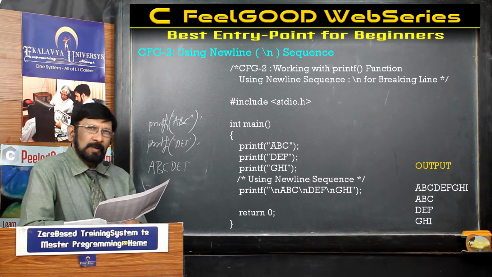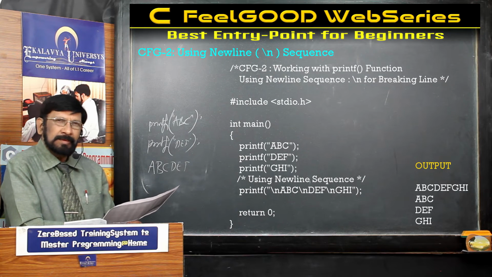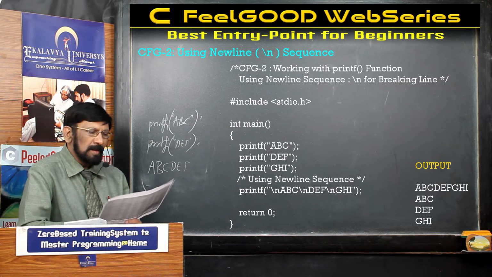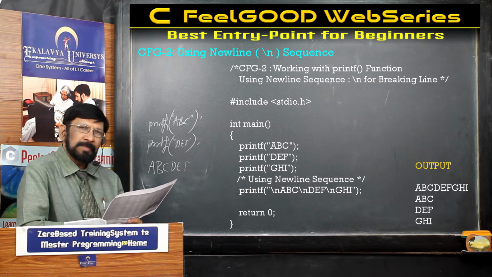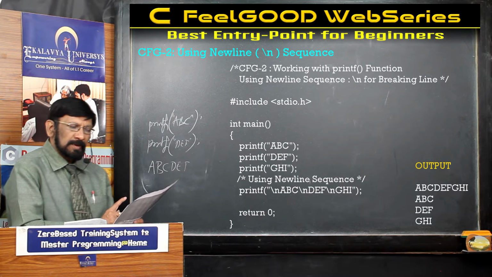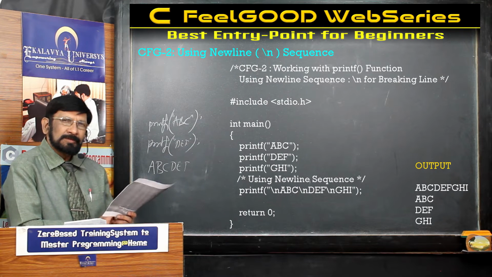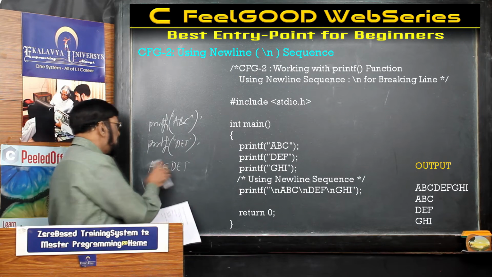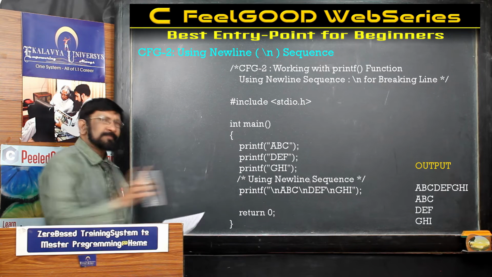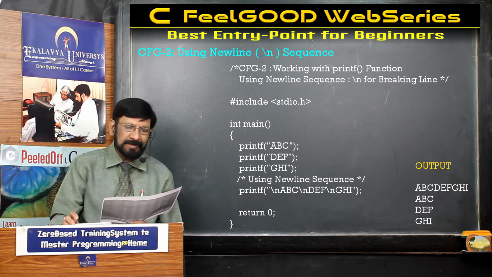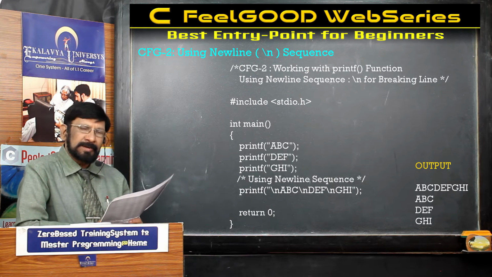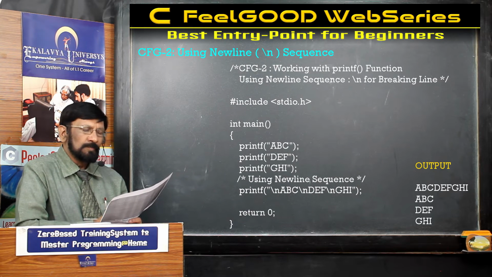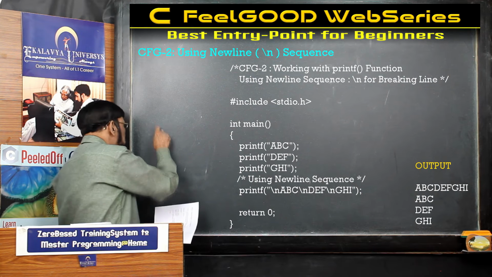Now after execution of that, what is happening? The output is printed as A, B, C, D, E, F, G, H, I in one line only. If it is printed like that, how can you format it? You can produce the result, but you cannot format it. So in order to get it formatted, what do we have to do? We have to provide a new line sequence.